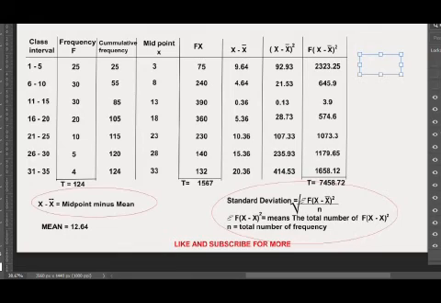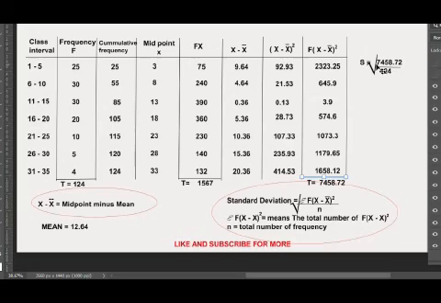So now let's move into how to solve it. How do we solve this standard deviation? We'll break it down gradually. So now s is equal to square root. Don't forget our square root. Then the summation f(x - x̄)², which we have added up, was 7,458.72, over the total number of frequency.